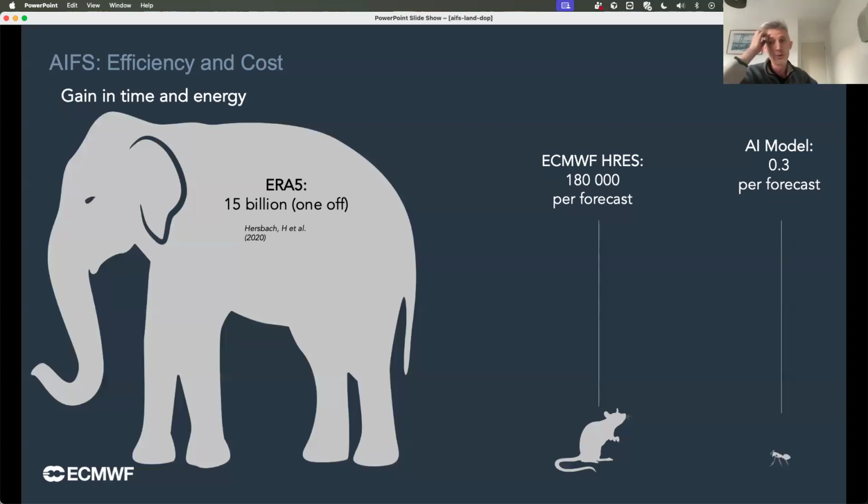Like I say, the other nice thing about these models is that they're very cheap to run, but that's with the big caveat that they're not necessarily cheap to train. So once you've trained your model, you can run it very quickly. This is a bit of a tongue-in-cheek comparison of how many computing units it took, which is a normalized amount of time and amount of processors, to produce ERA5. So this was 15 billion to run one high-res ECMWF forecast with the traditional model. It's about 180,000, and to run one AIFS forecast, it's 0.3. It's this little ant fella down the bottom.